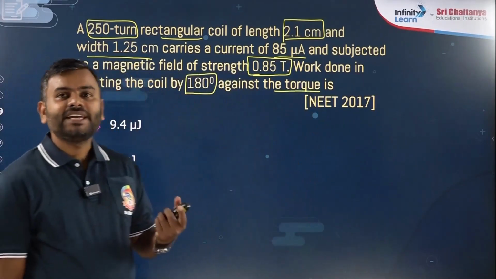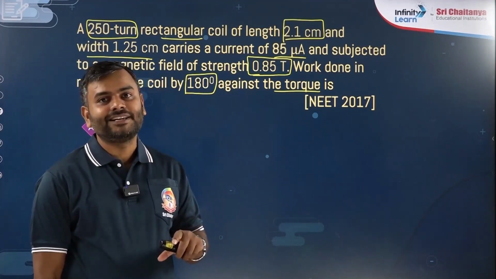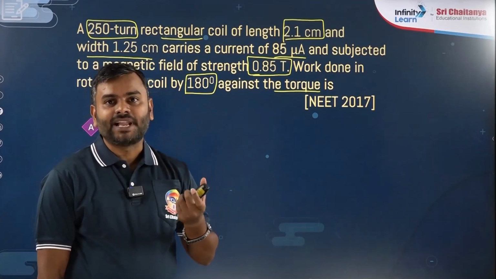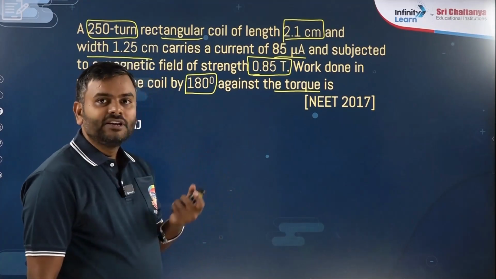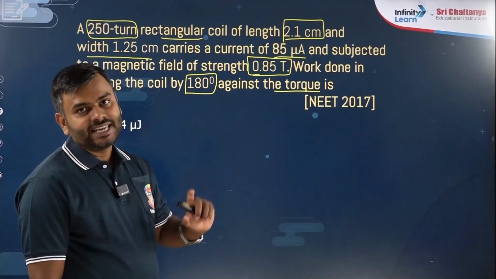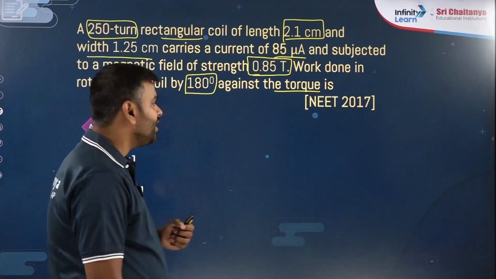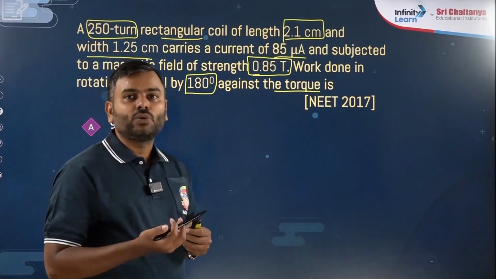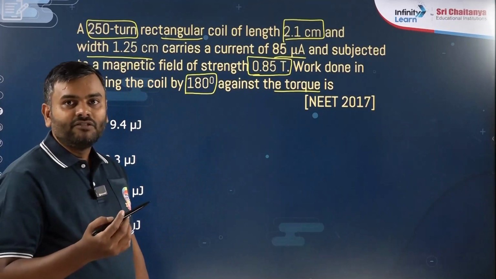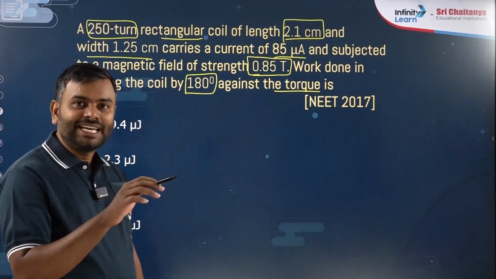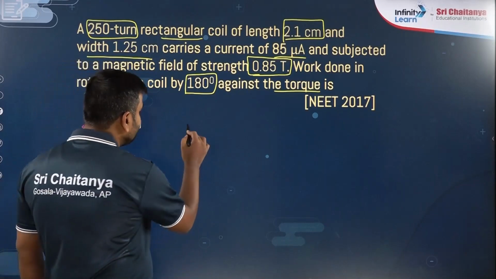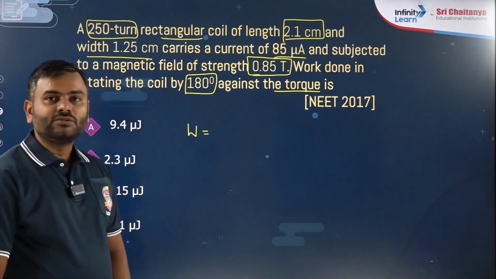So who is applying torque on that coil when it is kept inside a magnetic field? It is the external magnetic field which applies a torque on the coil. If we want to rotate it externally, we have to work against the torque applied by the magnetic field. Whenever a coil is kept inside a magnetic field and rotated by a certain angle, the work done can be calculated by using a simple formula.